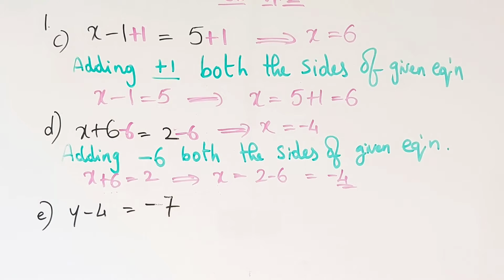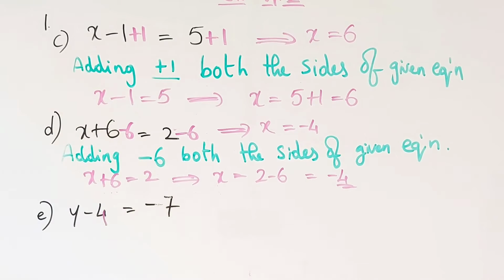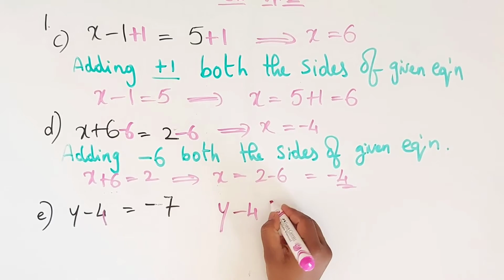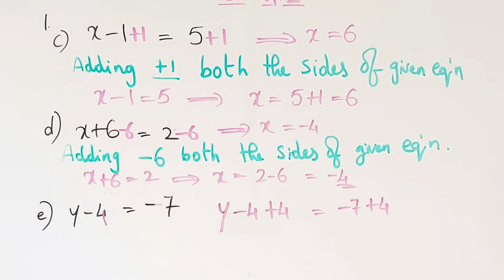Third question, y minus 4 equal to minus 7. Now we have to add positive 4. Right, children? Positive 4 on both the sides. So y minus 4 plus 4 here and minus 7 plus 4 here. We are adding positive 4 both the sides. Therefore y minus 4 plus 4 will get cancelled. It is 0. Therefore y equal to minus 7 plus 4, minus 3.